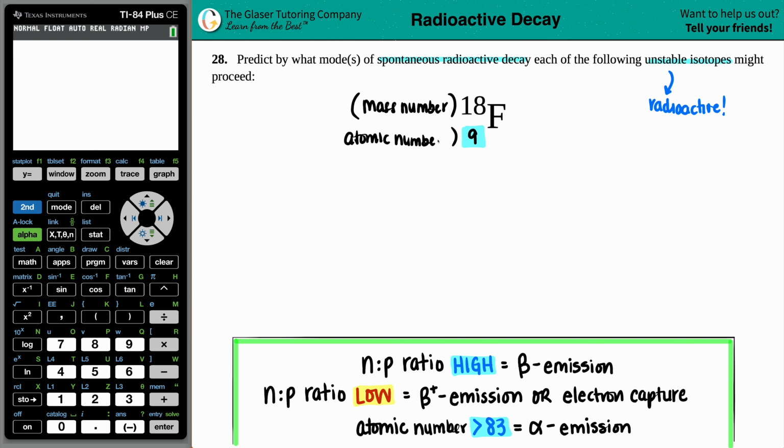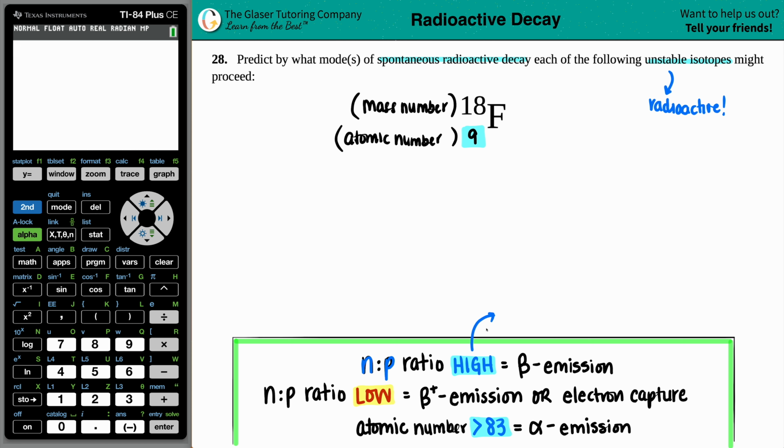But now the thing is, what's going to happen? Beta emission, positron emission, or electron capture? And that comes from knowing your NP ratios. NP stands for neutron to proton, whether your ratio is high or low. In order to find this ratio, you would have to find the total number of neutrons, which is N, and the total number of protons, which is P, and divide the two, because that's what a ratio is. But there's an even easier method, which I'm going to tell you right now.